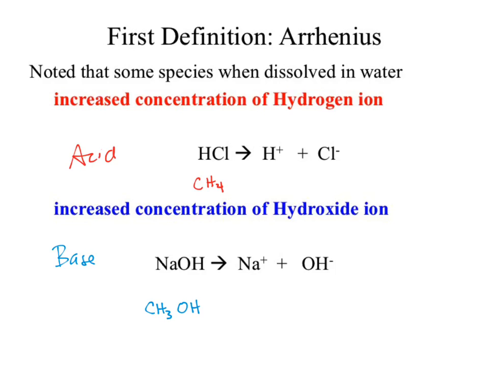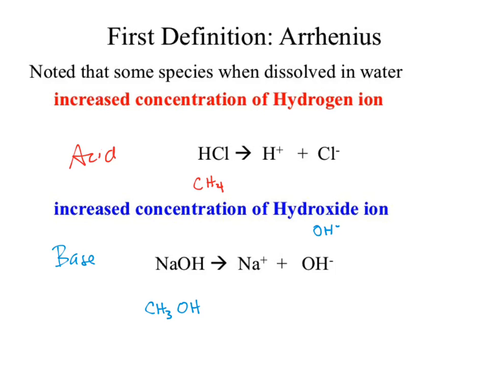CH3OH, a base. And you need a cation and an anion? We need a cation and an anion. So when you say OH, it's not OH. You're referencing hydroxide. Hydroxide is OH minus.